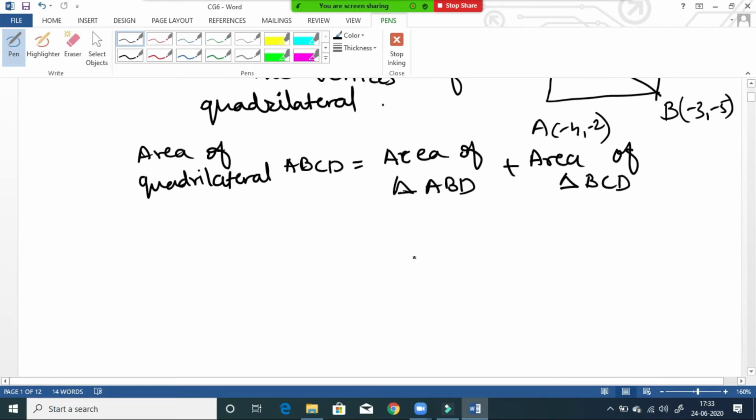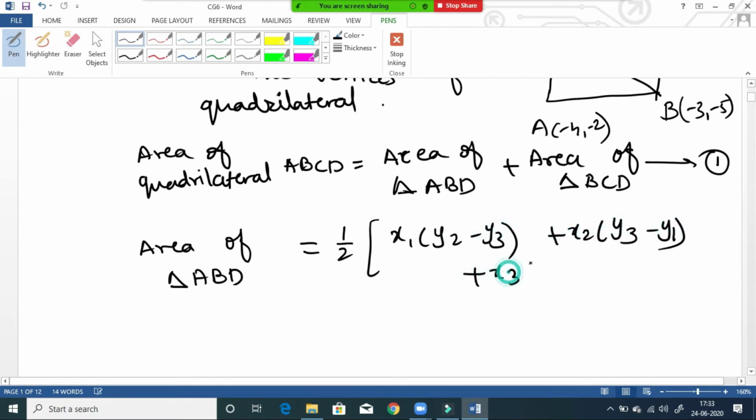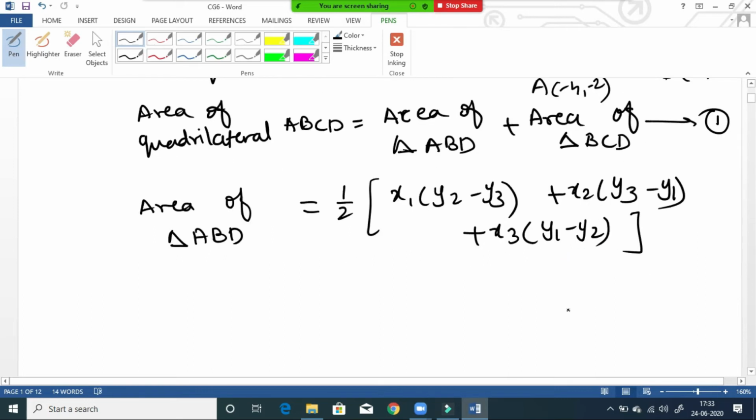Now we find out the area of triangle ABD. Give this equation number 1. So for the area of triangle ABD, if we know the coordinates, we can use the formula: area of triangle is half into x1 (y2 minus y3) plus x2 (y3 minus y1) plus x3 (y1 minus y2). We know this formula, so we can directly use it.